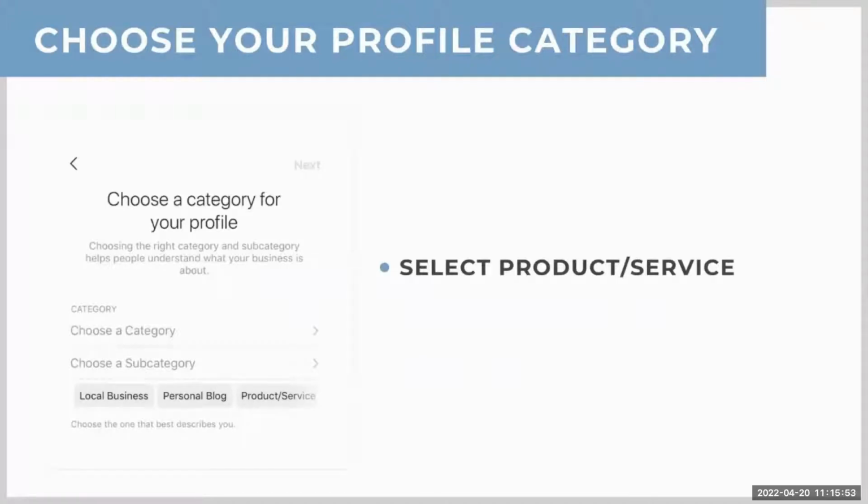So next, we want to talk about, as you're setting it up, choosing your profile category. Select the product and services that you do. You want to put real estate agent, realtor. You want to put obviously what you do, the areas that you service. But again, pretty self-explanatory here.